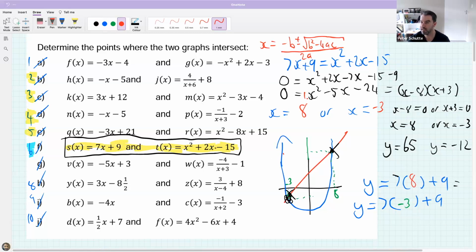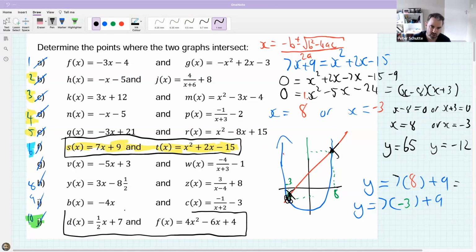Okay, so that was a little bit of a hard one, finding the intersection points. Now I want to move on to drawing two graphs. So I'm going to focus on number 10. I want you to sketch, using whatever methods you know about, and I'll give you some guidelines, these two graphs on the same set of axes.